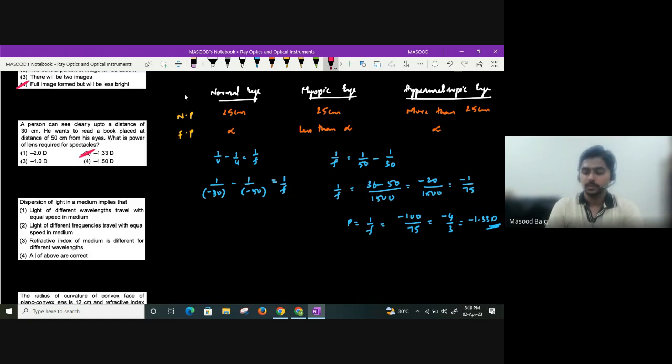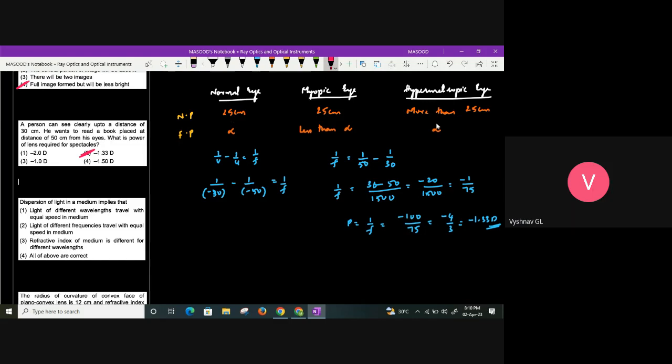Right. So please remember these cases. Normal eye: near point 25 centimeters, far point infinity. Myopic eye, because it is nearsightedness, we can correctly view near objects. So the near point is not going to change, but the far point will become less than infinity. Hypermetropic eye: the near point will be more than 25 centimeters, and because it is farsightedness, you can see far objects clearly. The far point will remain the same. Clear, all of you?